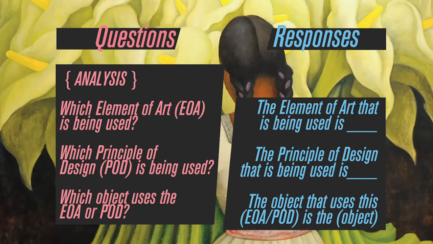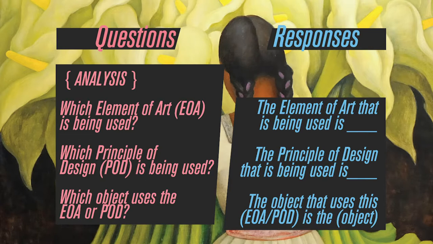You would write that on the left-hand side. The second question here is, which principle of design is being used? And then, no matter if you pick the first question or the second question, I also want you to respond to the third question. So it says, which object uses those elements of art or principles of design? So what object is using those elements of art or principles of design?